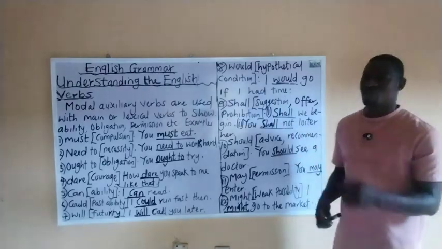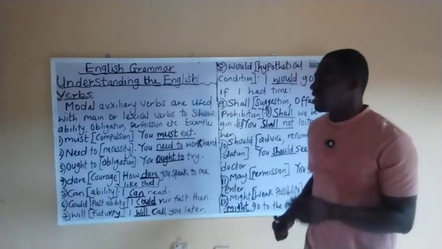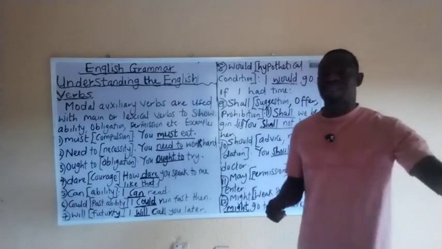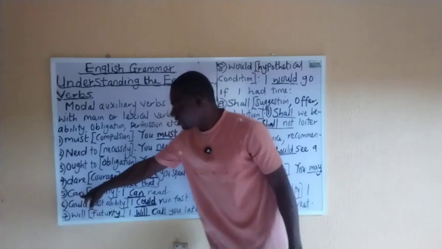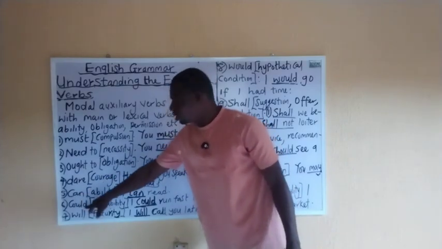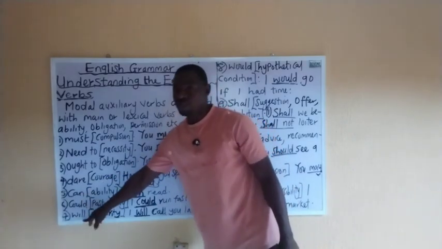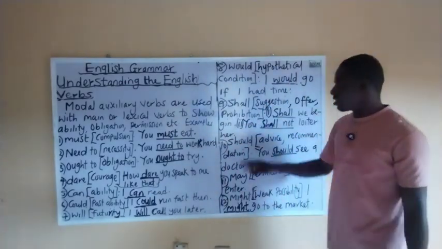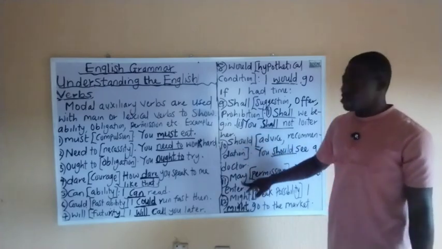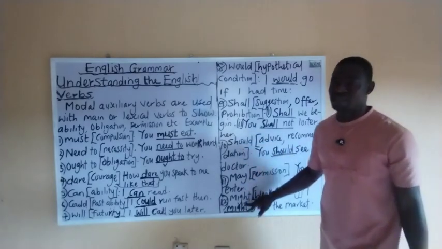Okay, fine. Some of the modal auxiliary verbs can be used in both present tense and past tense. We have some of them like what? Can, which is the present form. Could, the past tense. Will, the present tense. Would, the past tense. Shall, present tense. Should, past tense. May, present tense. Might, past tense.